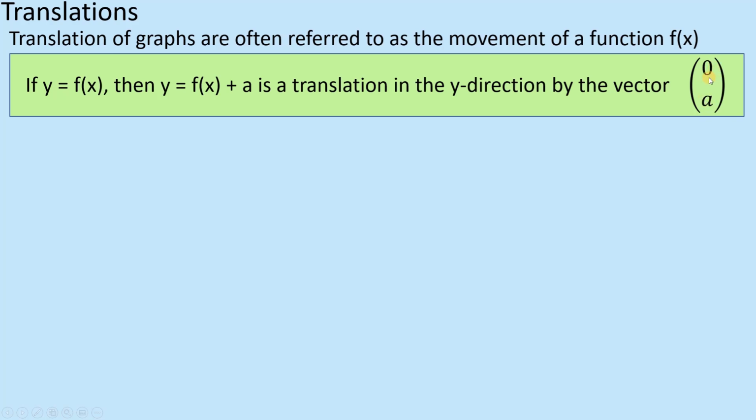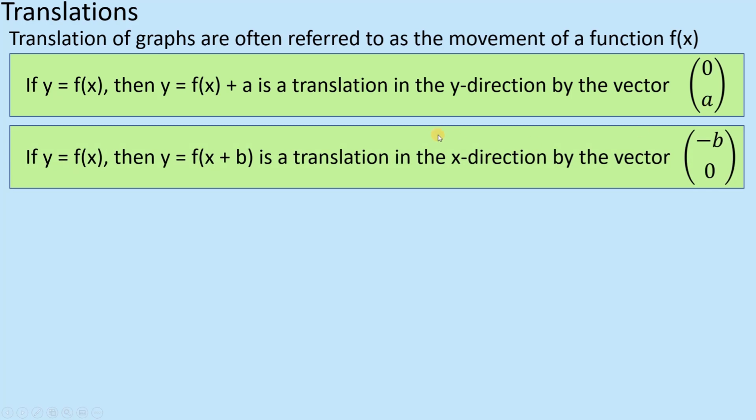If you're not quite sure about vector notation, the top number is left and right, and the bottom number is up and down. So plus a will literally move it up. If it's inside the bracket, and this is the important part, then it's not a case of moving it up or down anymore. We're talking about the x value actually changing, and because the x value is changing, that's going to move my graph left or right. So it's a translation in the x direction by the vector, and this is the big bit, minus b. It's the opposite.